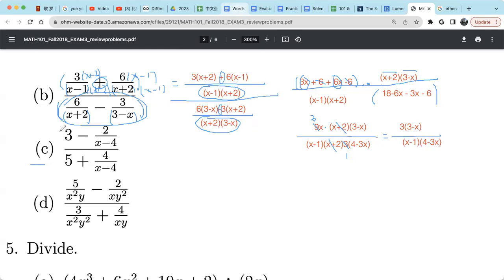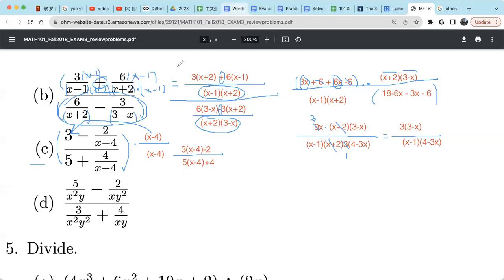Let's see, C. For C, the easiest way is we want to multiply by 1. This one is x minus 4 divided by itself. Basically, we want to multiply the numerator by x minus 4, and the denominator by x minus 4. When we do that, we multiply 3 with x minus 4. So the numerator we get 3 times x minus 4, minus 2. That's our new numerator. Our denominator, we have 5 times x minus 4, then plus 4.